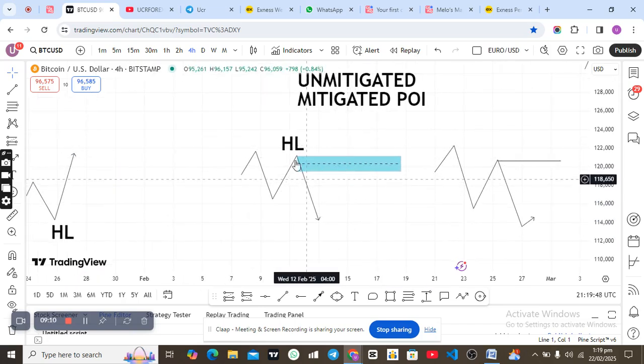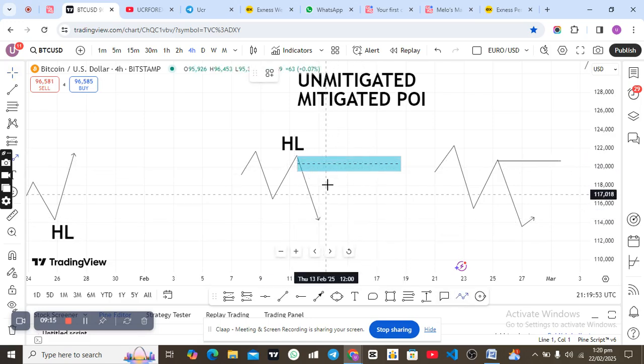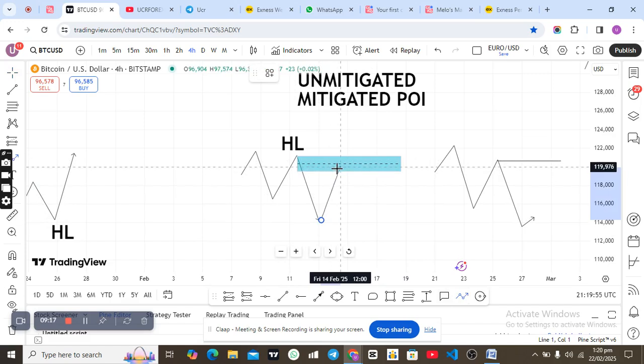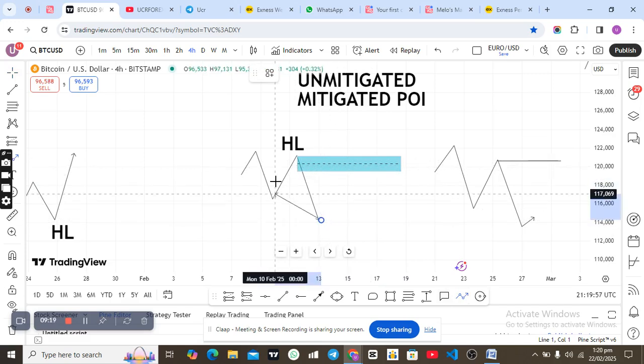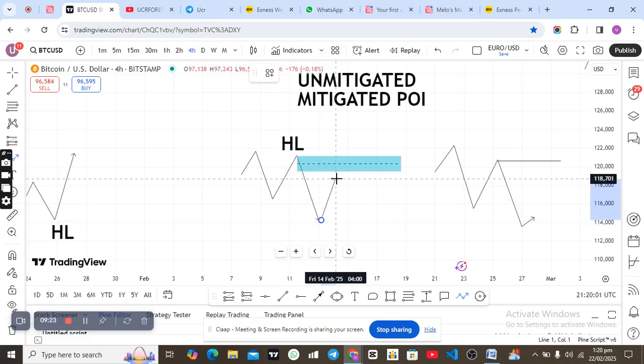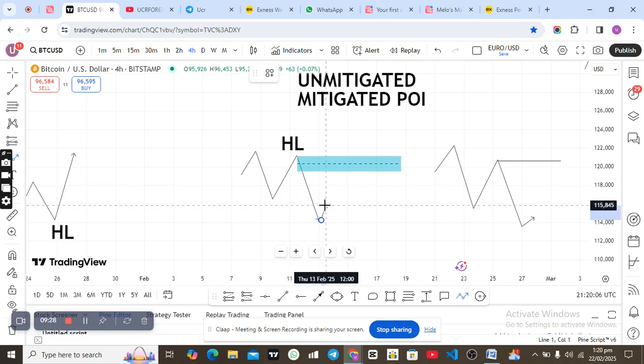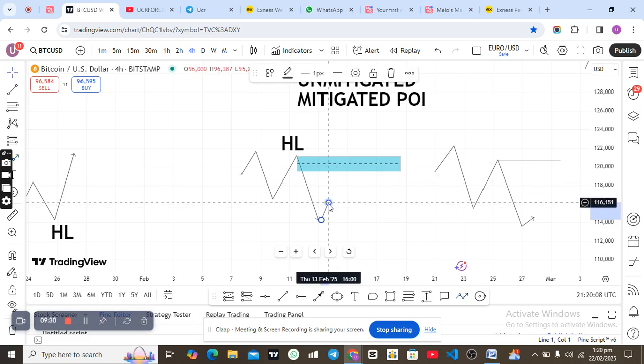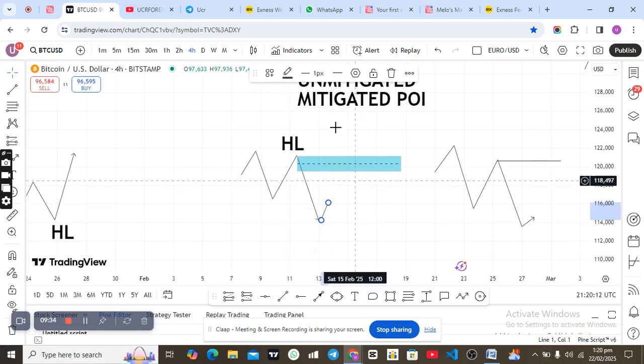The reason I call this an unmitigated point of interest is because this is a zone where price has not returned, where price has not come back. This is a strong move away, and price has not really come back. Remember what I told you, this is a place where the market has not returned. So the moment price returns, let's now go to the mitigated POI before we explain more about the unmitigated.